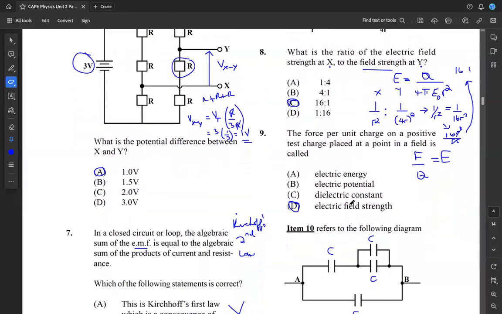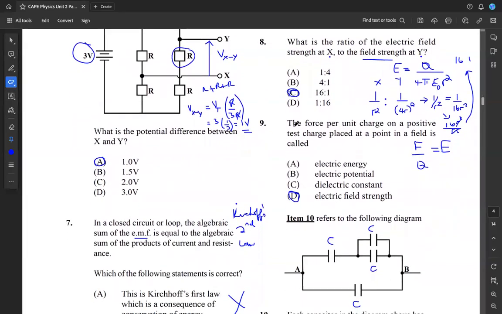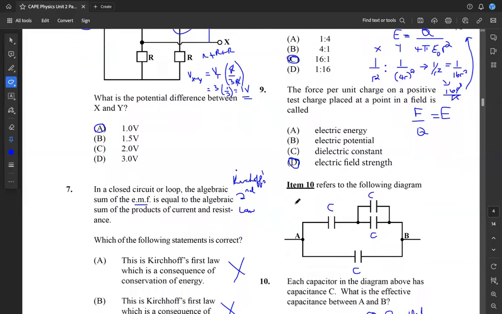And so moving along to question 9, question 9 reads that the force per unit charge on a positive test charge placed at a point in a field is called, what is that the definition of? This is effectively the definition of electric field strength. So we just look for electric field strength and circle that one. That's D here, right? So again, the electric field strength is the force per unit charge on a positive test charge that's placed in an electric field, right? And so we know F over Q is our electric field strength, so we select D here. That's our answer. Moving right along.